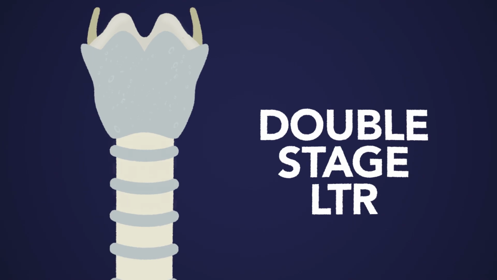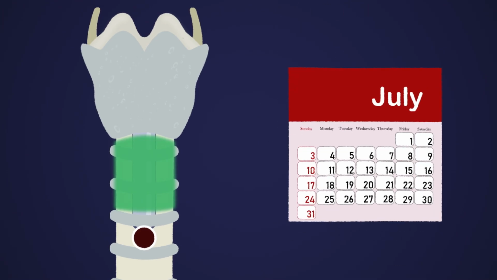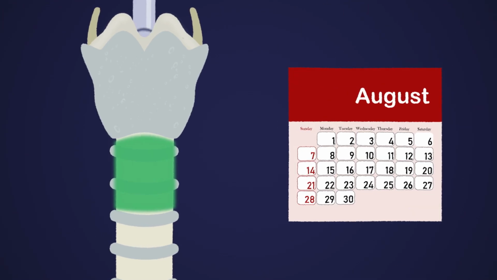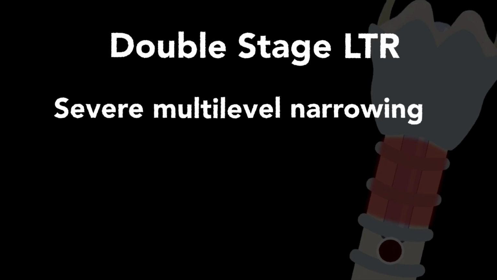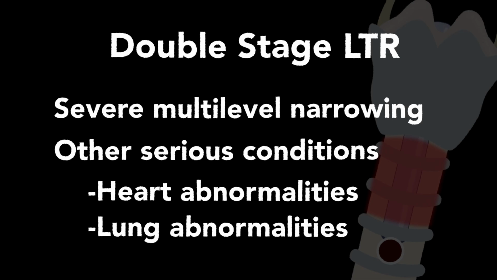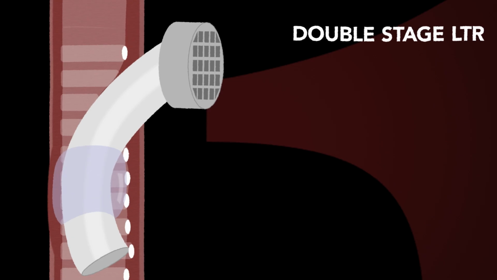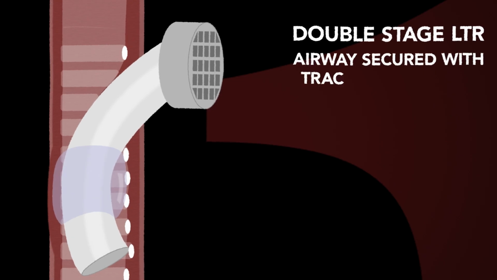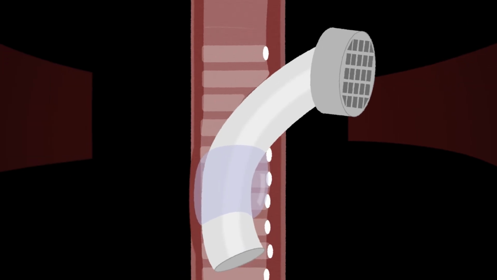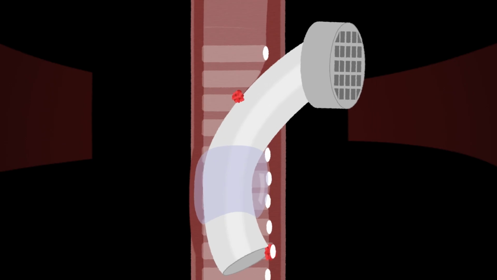In a double-stage LTR, the area of narrowing is repaired and the tracheostomy tube is left in place. A stent is inserted into the airway above the tracheostomy to prevent collapse while the area starts to heal. The tracheostomy tube and stent are removed at a later time once the healing process is finished. Double-stage LTR is preferred for children with severe or multi-level narrowing or when the child has other serious medical conditions. The advantage of a double-stage LTR is that the airway is secure with the tracheostomy tube, which allows for longer stenting and healing. However, the longer a stent stays in place, the higher the risk of granulation tissue.